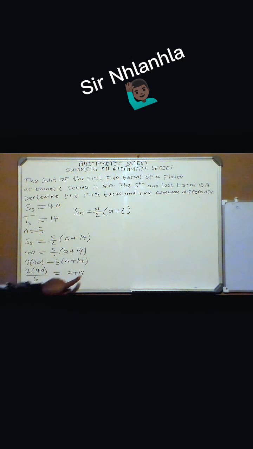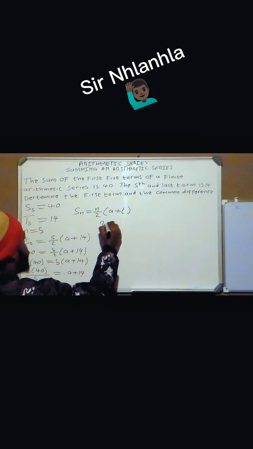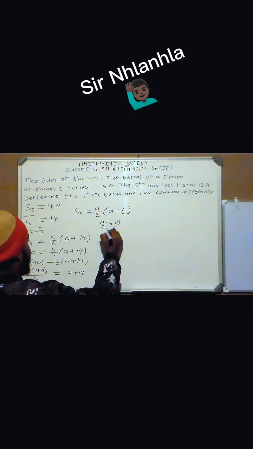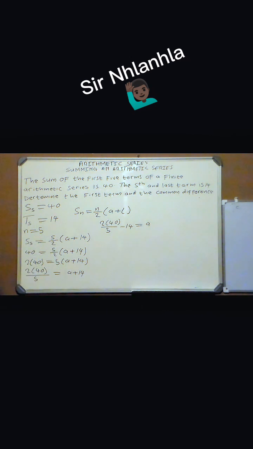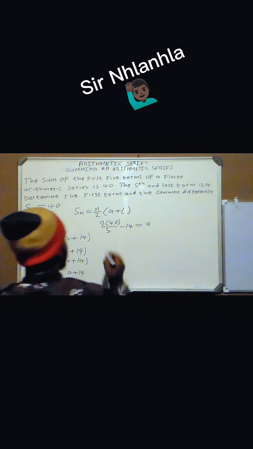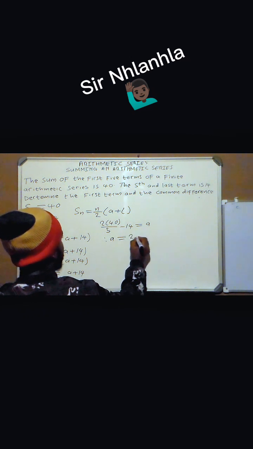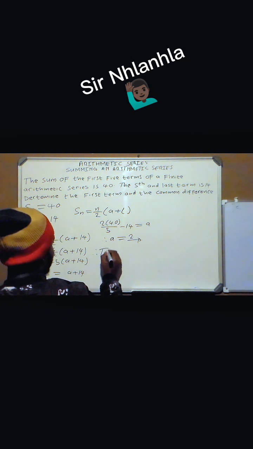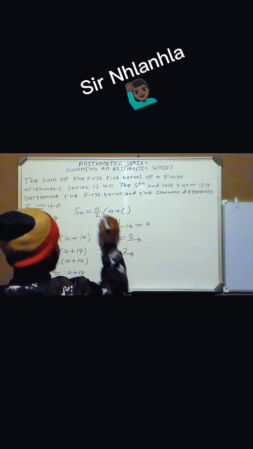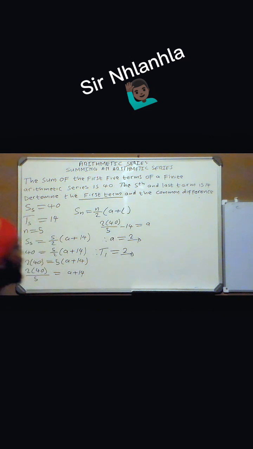And then from here I transpose the 14. So we would have 2 multiplied by 40 divided by 5 minus 14 equals a. So what's left here is for us to put this into the calculator. So we have 2 multiplied by 40 divided by 5 minus 14. So therefore this gives us 2. This means that the value of a is equal to 2. So since the value of a is 2, we conclude that the first term is also 2. So we have already solved for this part of the question.